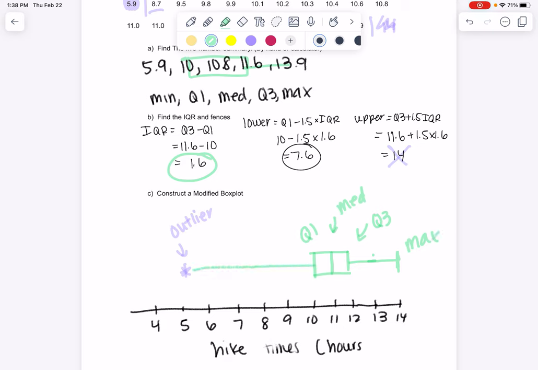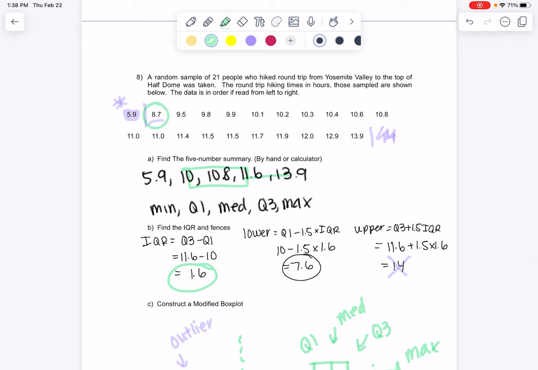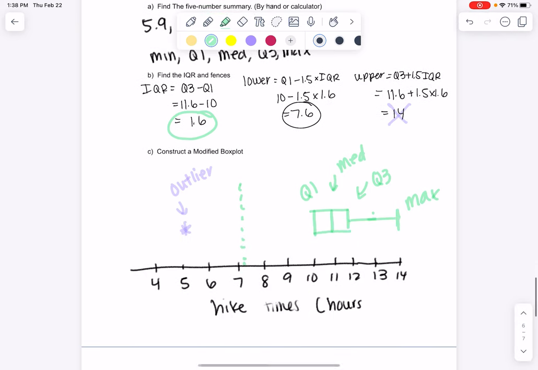And then it's tempting to go all the way to the min, but we can't because remember there's a fence at 7.6, so we can't go past the fence. So we're going to go back up. What's the next smallest number? 8.7. So that's where our tail will end. It's the min within the fence. So it's not the min, it's the min that's within the fence. So that's a modified box plot. We never cross the fence.